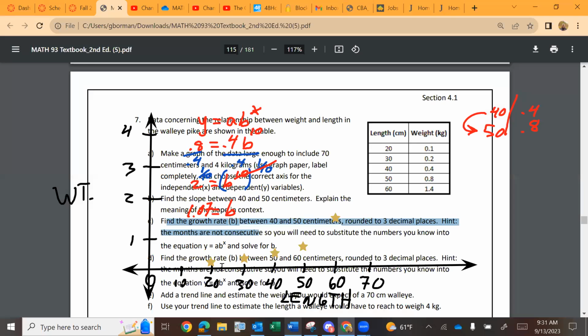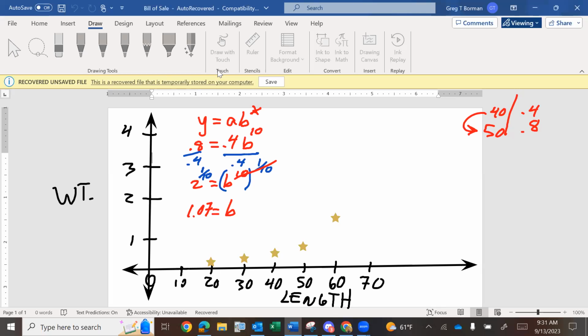Okay, so part D says do it again, but do 50 to 60 centimeters. Okay, I can handle that. Normally I wouldn't bother because I just did one like that, but this is kind of tricky. So yeah, let's do that. Okay, so going from 50 to 60.